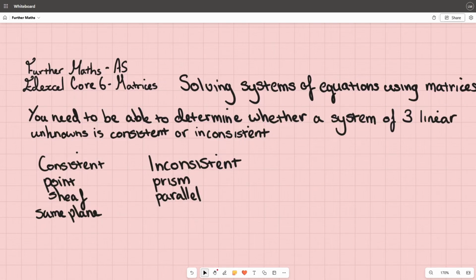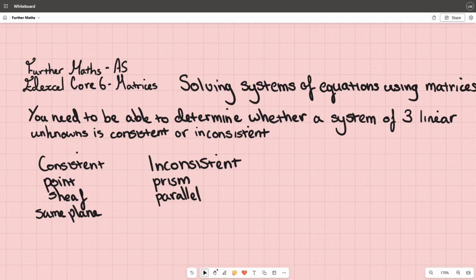So the final thing I want to talk about is that you need to be able to determine whether a system of 3 linear equations is consistent or inconsistent. So consistent basically means that there's at least one solution, or one set of values, that satisfies all the equations simultaneously. If there's not, then it's inconsistent. And a way to visualize this is by taking the 3 linear equations as planes. So if all 3 planes meet at one point, it's consistent and only has one solution.